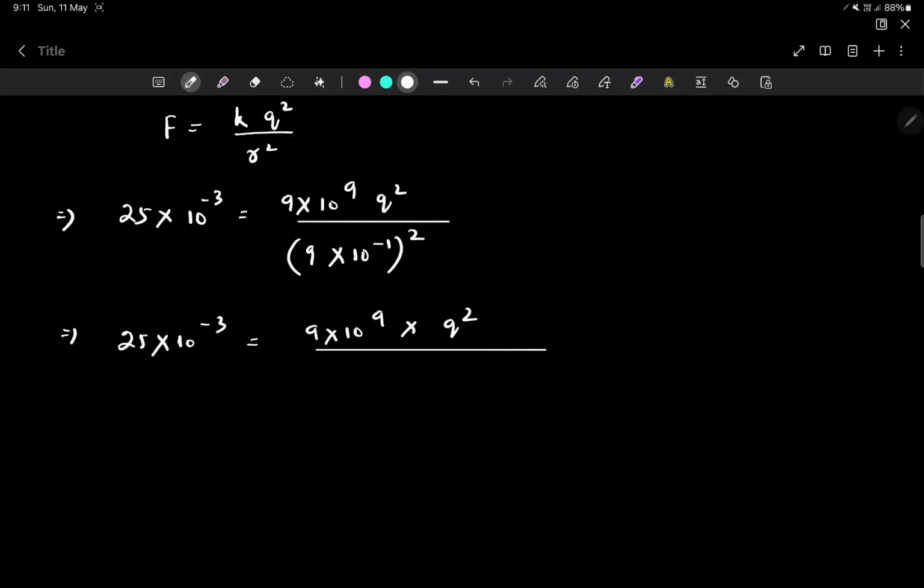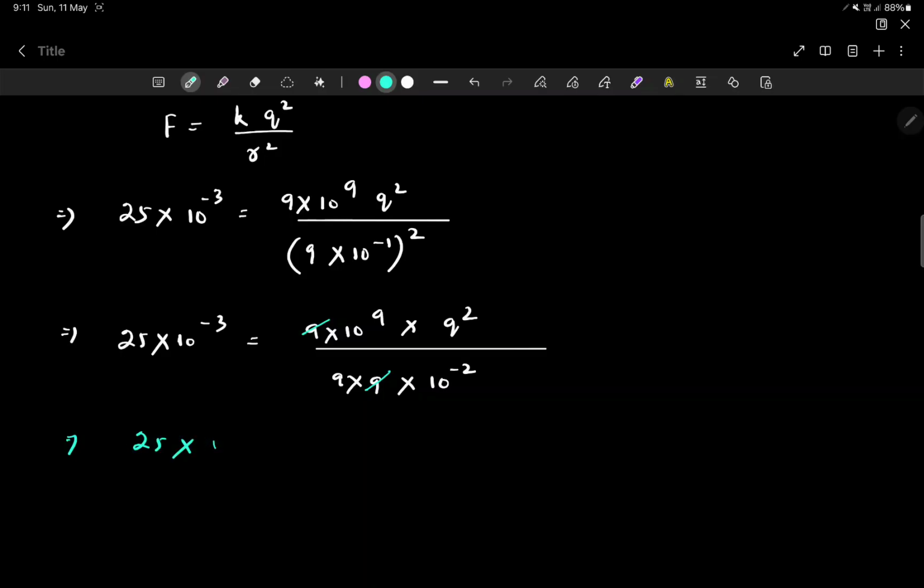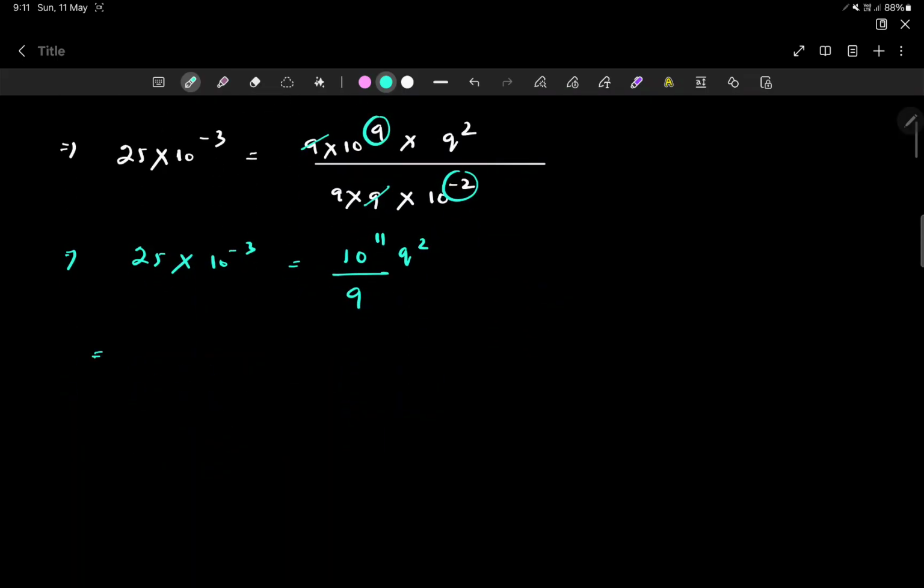So 9 into 10 to the power minus 2, that means 9 into 9, that is 9 square, then 10 to the power minus 2. Then we can cancel out one 9 from this and the remaining will be 25 into 10 to the power minus 3, this is equal to 10 to the power 9 plus 2, that is 11 into q square divided by 9. So q square will be 25 into 9 into 10 to the power minus 3 divided by 10 to the power 11.